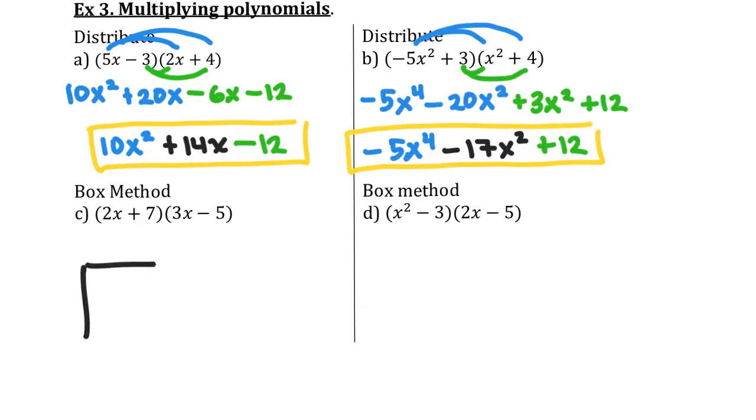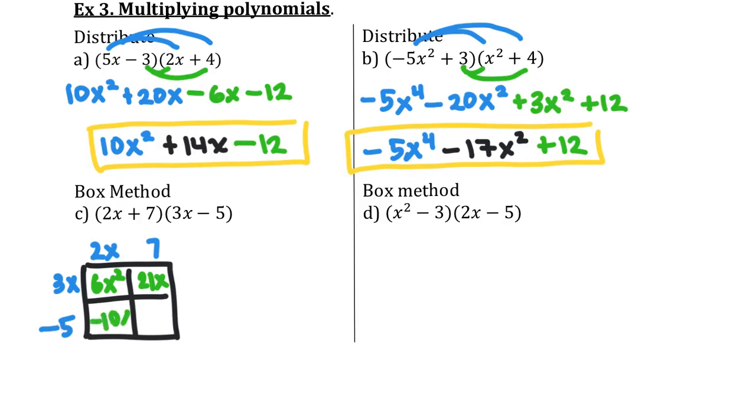Let's do this one. 2x plus 7 times 3x minus 5. Multiply. 2x times 3x is 6x squared. 7 times 3x is 21x. Negative 5 times 2x is negative 10x. And then negative 5 times 7 is negative 35.